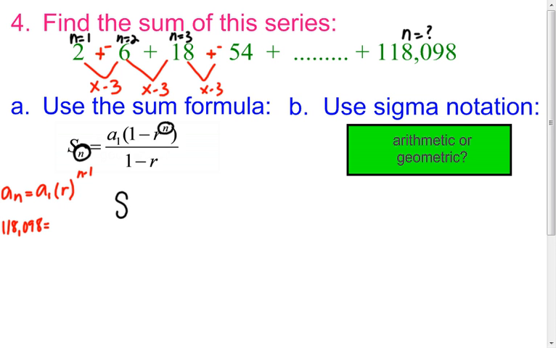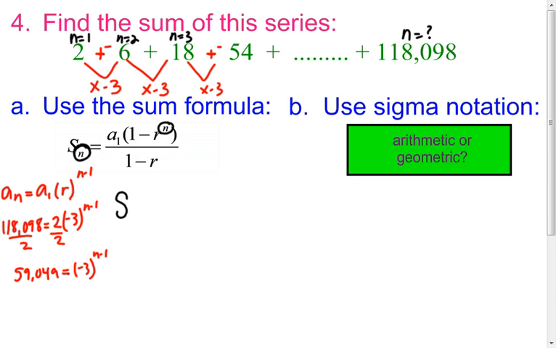So a_n is 118,098. My first term is 2. I'm multiplying every time by negative 3. Okay, again, don't take the 2 times the negative 3 and make that be negative 6. That's illegal. So divide by 2, and you'll get 59,049 equals negative 3 to the n minus 1.